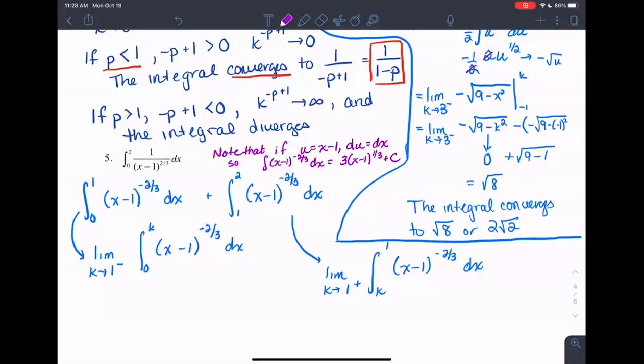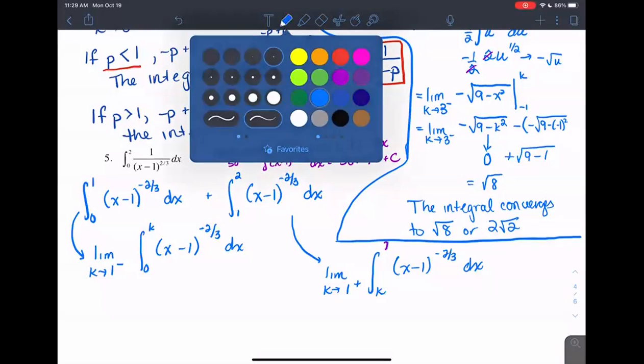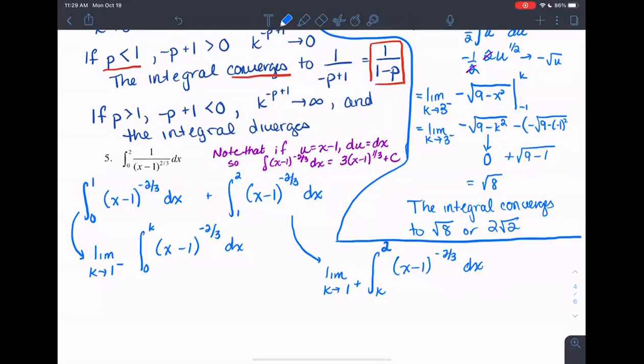I just noticed I have a typo. I don't know what it's called when you're not typing and you write the wrong letter. So this should have been not from k to 1, but from k to 2, because my upper limit is 2, not 1. So as you're doing number 5, make sure you change that second upper limit to a 2.